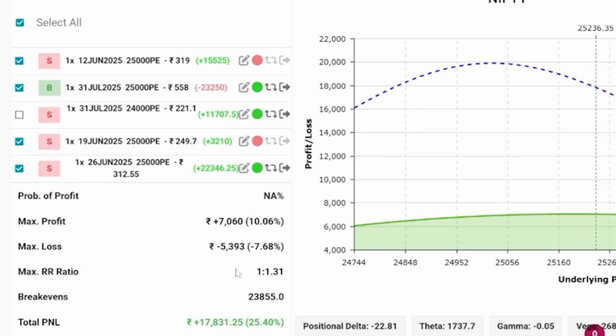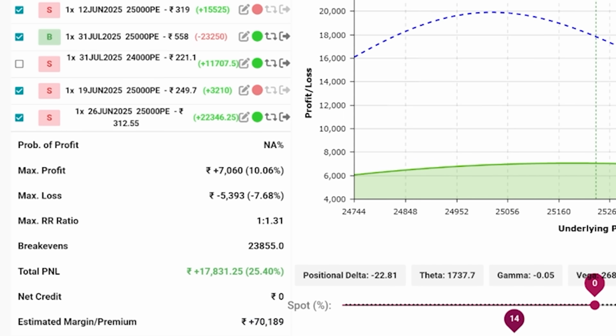Even if you exclude this, you see the margin comes down drastically. The margin is only about 70,000 and there's a profit of 17,000. So 70,000 to 17,000, what is the percentage? I think it's about 25% return. So put calendar and call calendar, if it works your way, you can get a fantastic return, 25% return.